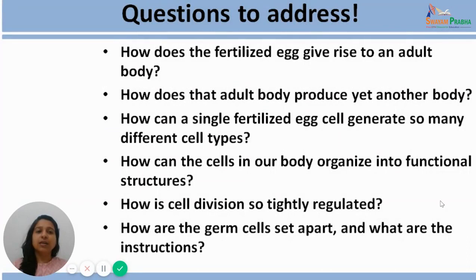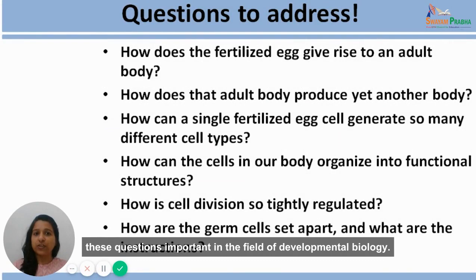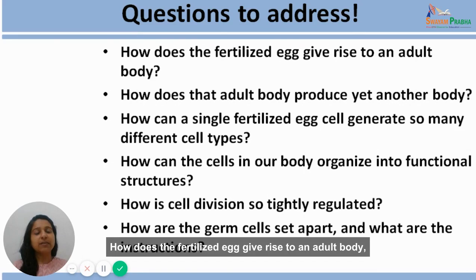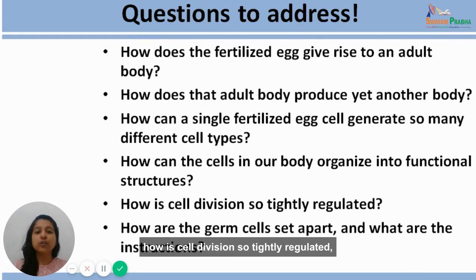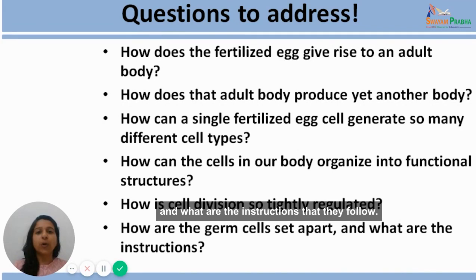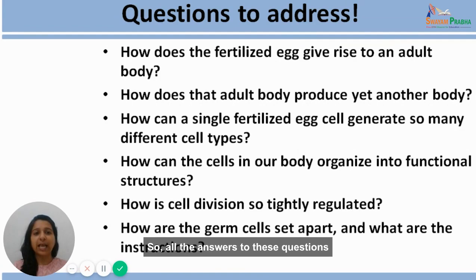So students, I hope you all are now in a state to address these questions important in the field of developmental biology. How does the fertilized egg give rise to an adult body? How does that adult body produce yet another body? How can a single fertilized egg cell generate so many different cell types? How can the cells in our body organize into functional structures? How is cell division so tightly regulated? How are the germ cells set apart? And what are the instructions that they follow? So all the answers to these questions lie hidden in the lecture that we have just discussed.